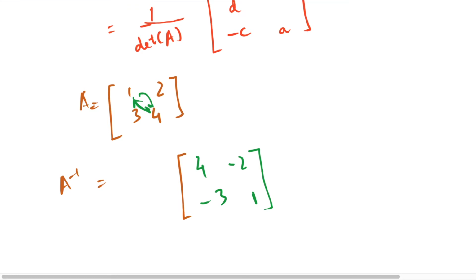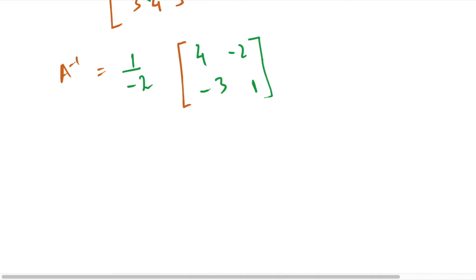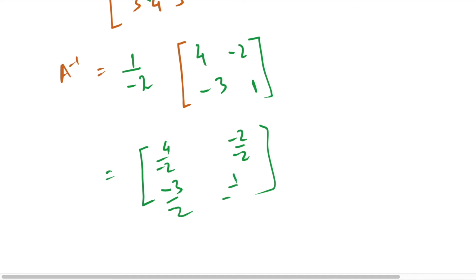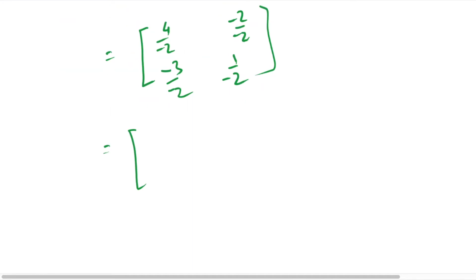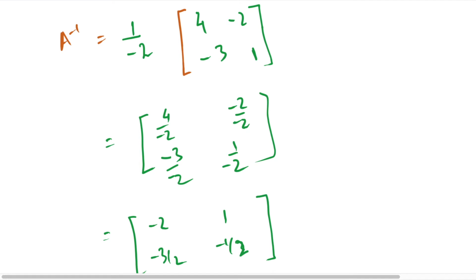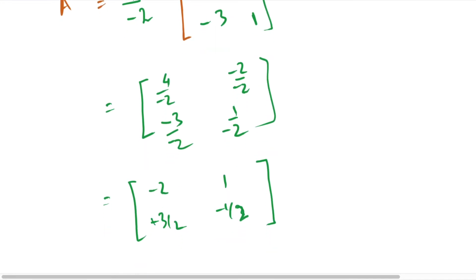Okay, and you multiply this by the determinant of A, and you can actually see the determinant of A is minus 2. So you multiply this by minus 2, and then you can further simplify this. So this becomes 4 by minus 2, minus 2 by minus 2, minus 3 by minus 2, and 1 by minus 2. And this further simplifies to minus 2, 1, minus 3 by 2, and minus 1 by 2. I'm sorry, this will be plus 3 by 2.